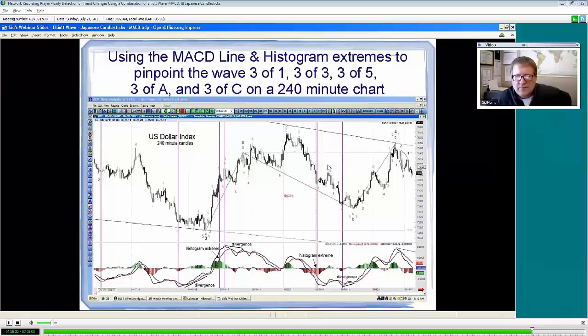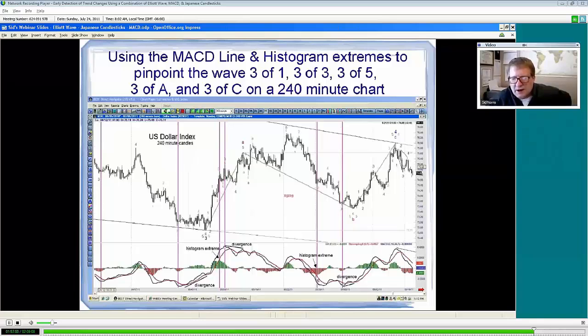the MACD is going to give some good signals anyway. Like here's the histogram extreme. The very deepest part of the histogram anywhere along here is this orange 3 here. 1, 2, 3, 4, and then 1, 2, 3, 4, 5. Extended 5. Deepest part of the histogram here, pointing out the 3 again.